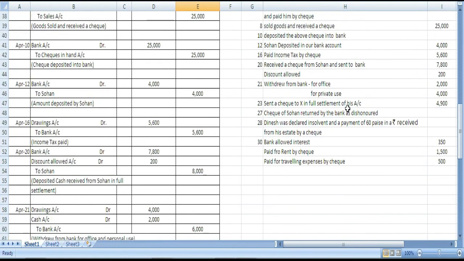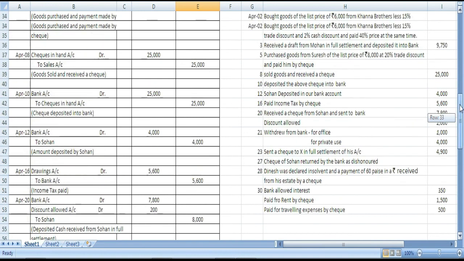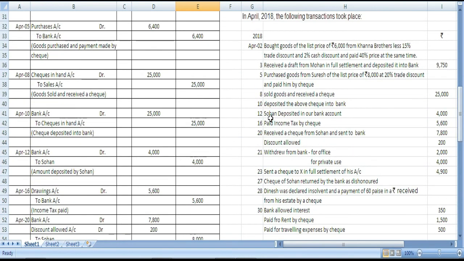Okay. So, here the amount which was deposited, 4,000, into the bank, Sohan deposited into the bank 4,000. Now, remaining was 8,000 which Sohan gave as check, which you can see on the 20th. So, the remaining 8,000 was received as check, which was deposited into the bank after allowing discount of 200.